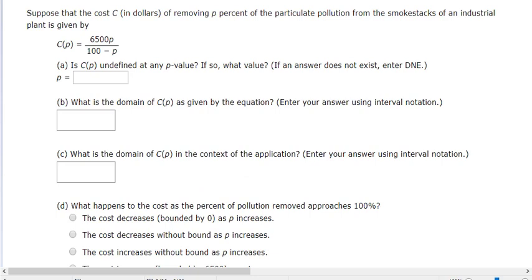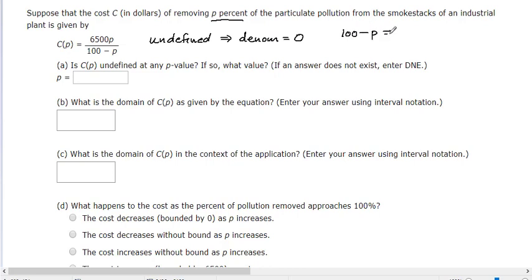Let's look at the smokestack problem again. This is the cost C of removing P% of the particulate pollution from the smokestacks of an industrial plant, given by the formula. Very similar to a problem that we had in chapter 1. Is the function C of P undefined at any P value? So undefined means the denominator is 0. So I look at the denominator.